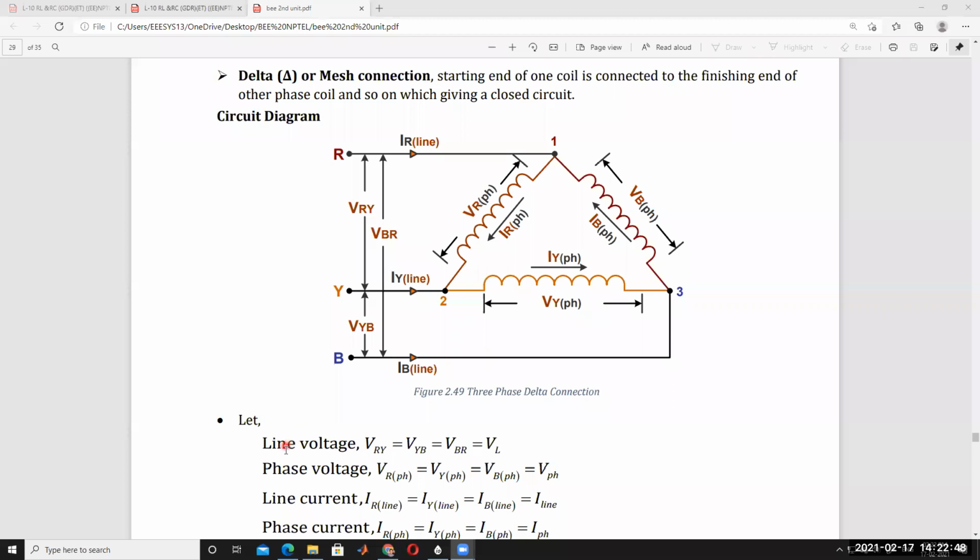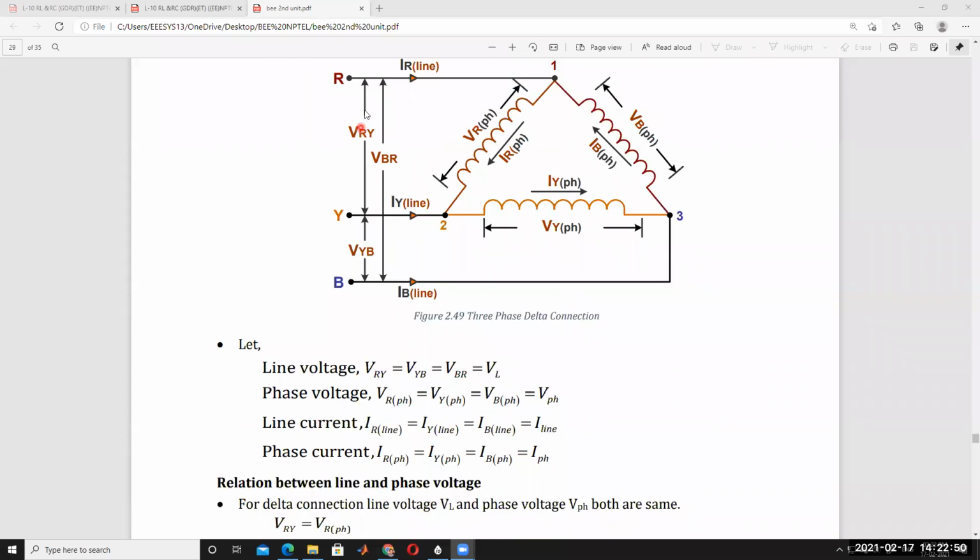The line voltages are represented by VRY, VYB and VBR. VRY is equal to VYB is equal to VBR, which is equal to VL. These are called line voltages. This is only for a balanced system. In an unbalanced system, the voltages are different.